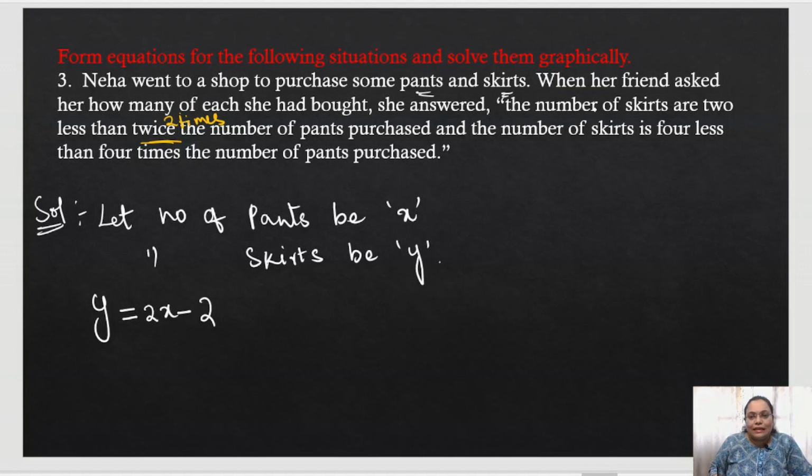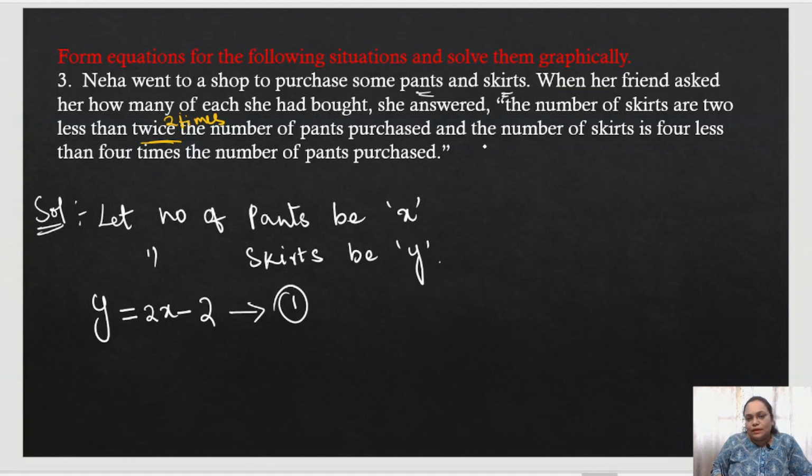So the number of skirts, that is y, we have assumed the number of skirts to be y. So y is equal to 2 less than, which means minus, twice the number of pants. Twice is 2 times, so 2 into the number of pants x. So this will be our equation number 1.